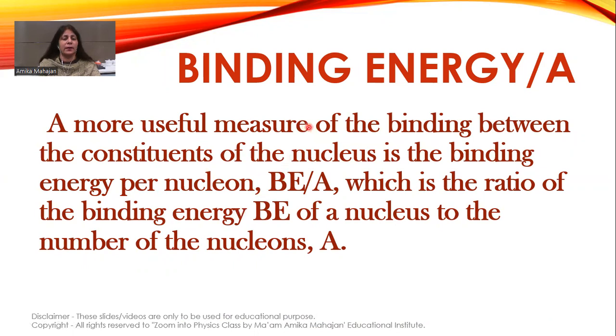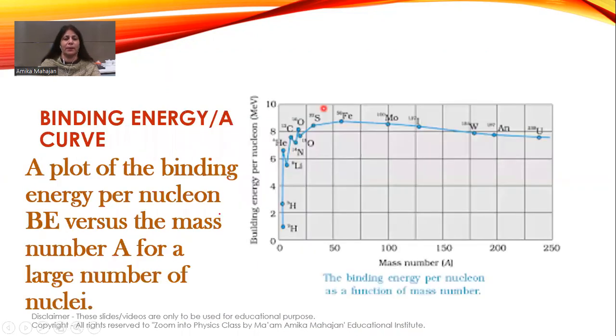And more important term is binding energy per nucleon. ये कैसे मिलती है? By taking ratio of binding energy with mass number. Now, what is binding energy per nucleon curve? Actually, it is the graph drawn between binding energy per nucleon taken along y-axis and mass number taken along x-axis.